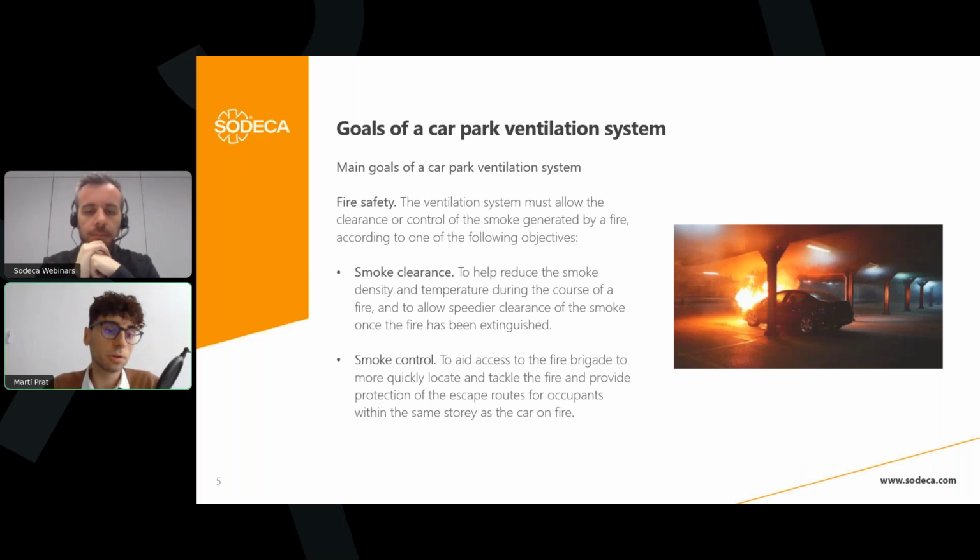Another type would be smoke control. This is much less common. The idea of this system is to aid access for the fire brigade to more quickly locate and tackle the fire. So you have an area free of smoke, and the firefighters can access the car park easily, locate the fire and tackle it. It also limits the density of the smoke and the temperature during the course of a fire, so it also helps with the evacuation of the car park.